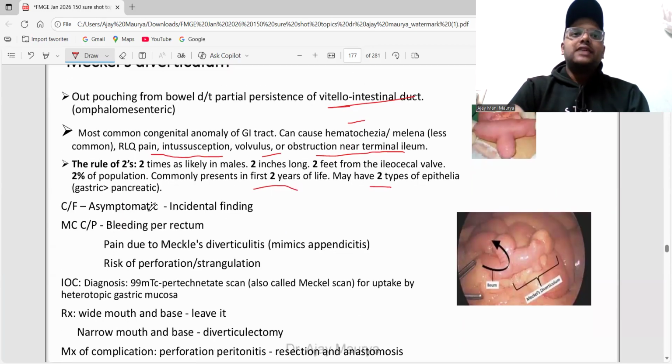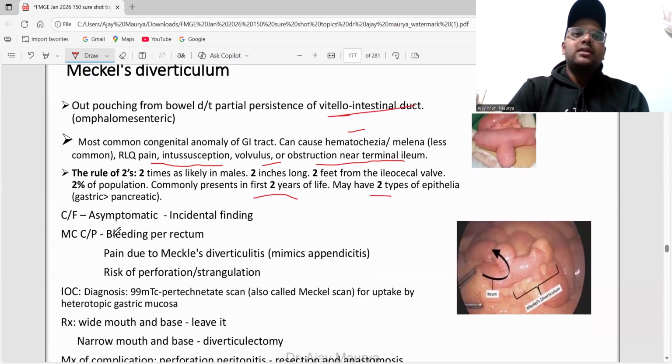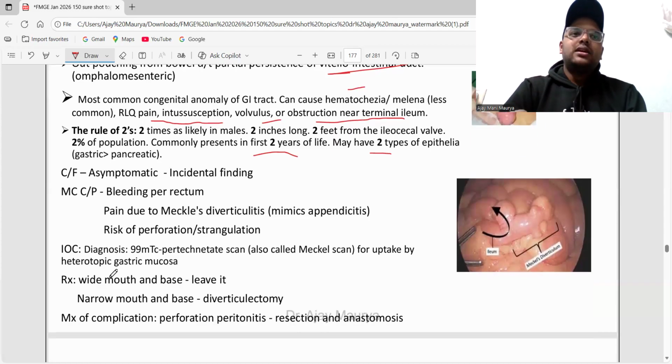Next one. Chief complaint will be what? Asymptomatic. Most common presentation is what? Bleeding per rectum, pain due to Meckel's diverticulitis, which may mimic appendicitis. There is a risk of perforation.